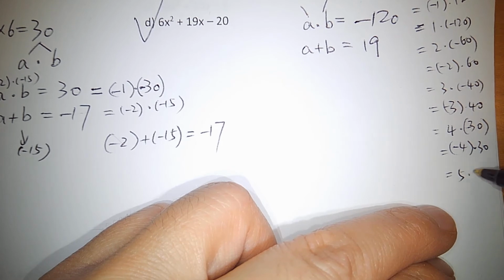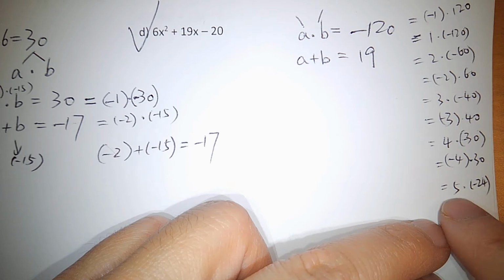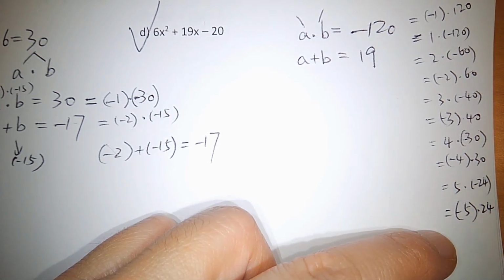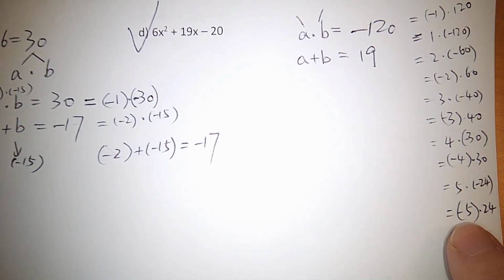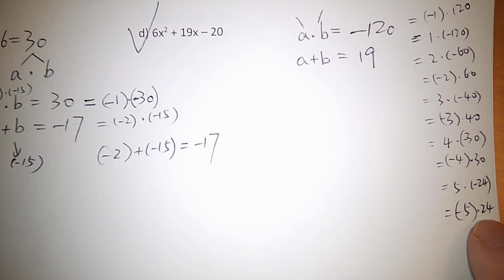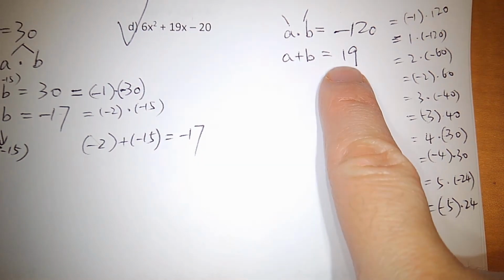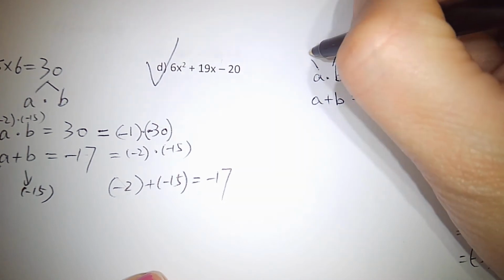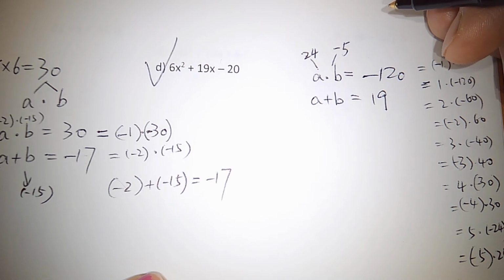How about 5, 24? Negative 24, does it work? The sum equals negative 19, right? How about negative 5 times positive 24? What do you think? Does it work? Yes. Oh, 24, not 20. Negative 5 times positive 24 equals negative 120, and the sum equals 19, yes or no? Yes. So A equals what? Negative 5, B equals 24. Or A equals 24, B equals negative 5. Doesn't matter, okay? So now, guys, what can we do?